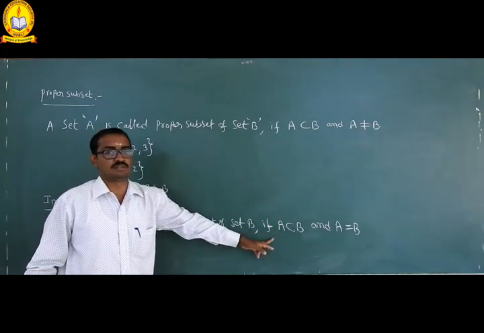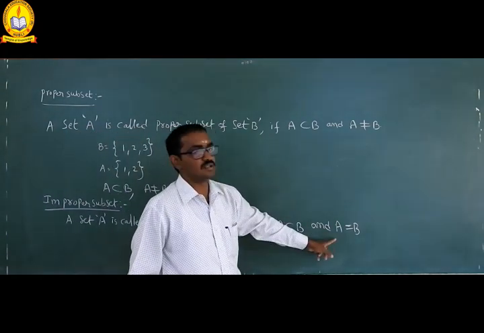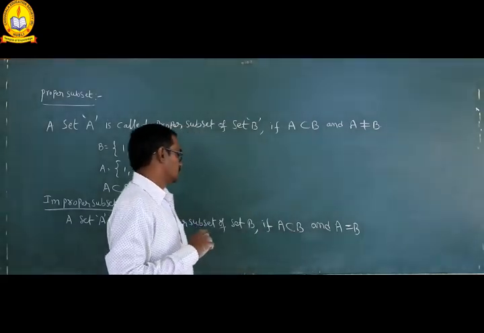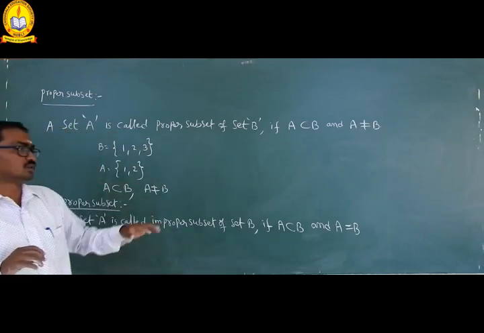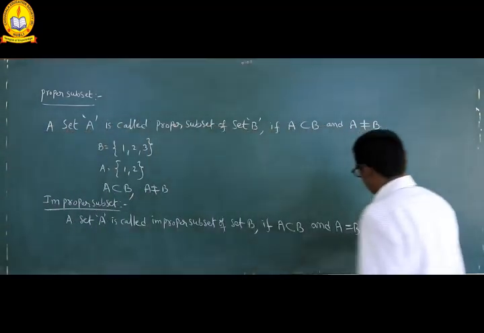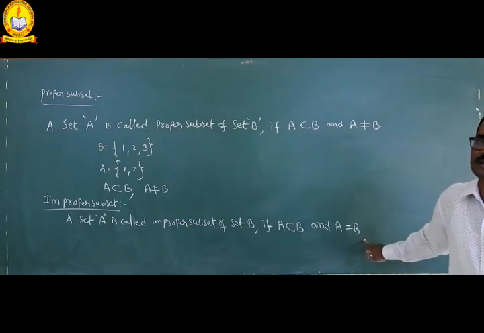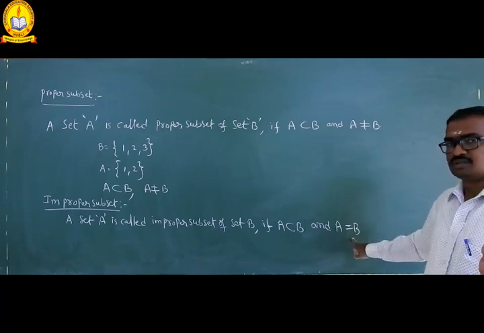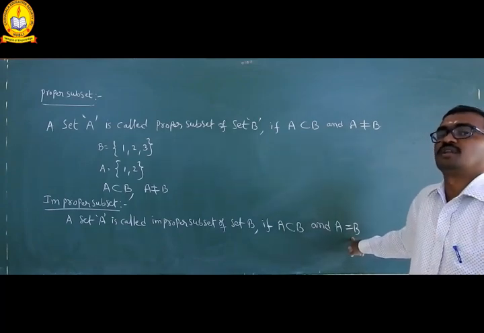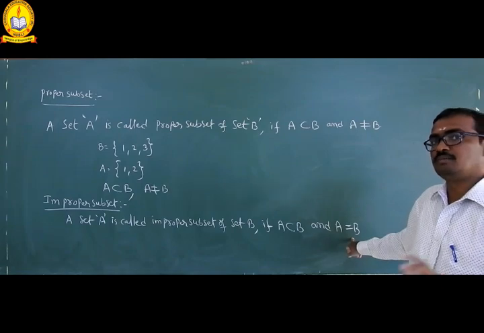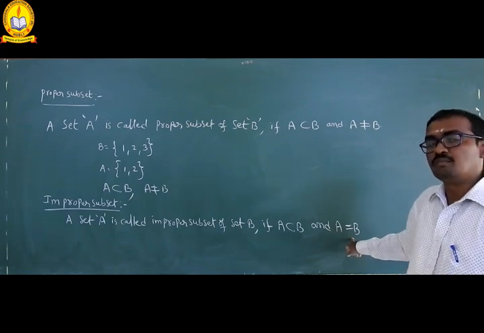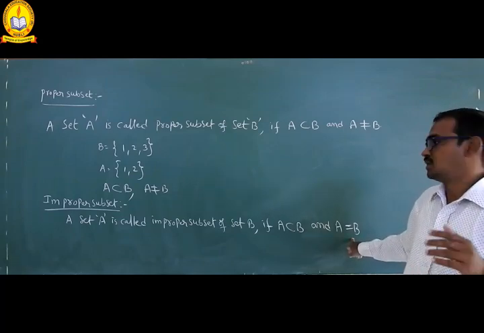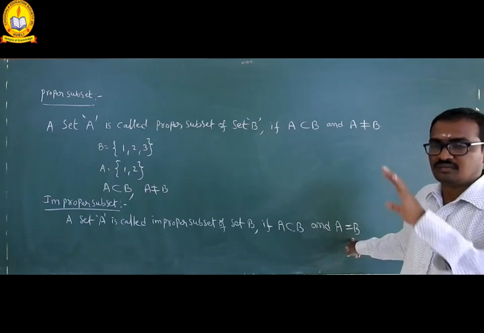A is a subset of B is there in both. Here A is not equal to B, and here A is equal to B. That is the difference between proper and improper subsets. A is equal to B means A is a subset of B and B is a subset of A. We already know that point. Vice versa, A is equal to B means A is a subset of B and B is a subset of A. Then only set A is called an improper subset of set capital B. That is the difference between them.